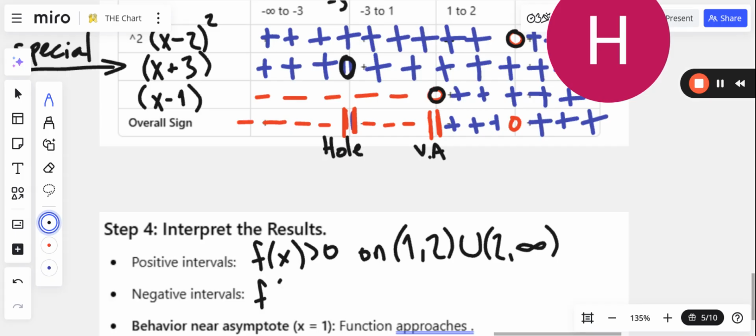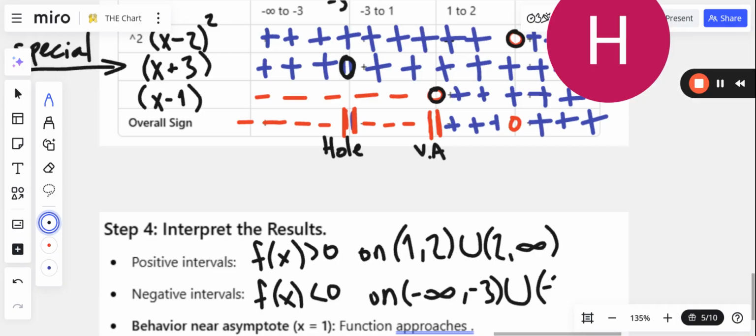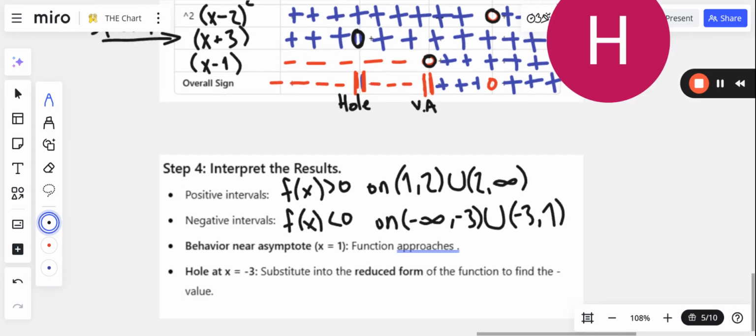The negative intervals, when f of x is less than 0, that is on the interval from negative infinity to negative 3, and then there's nothing. There's a blip at negative 3, and then from negative 3 to positive 1. That's when this function is negative.